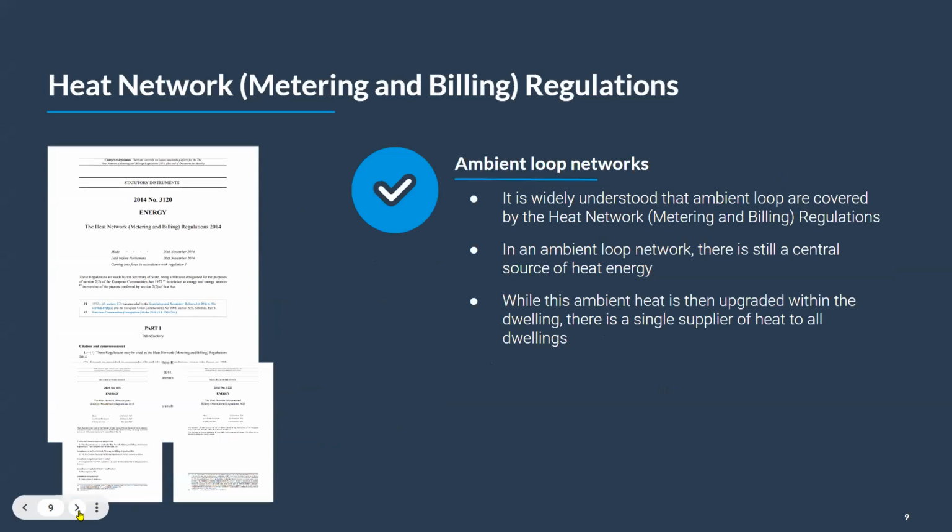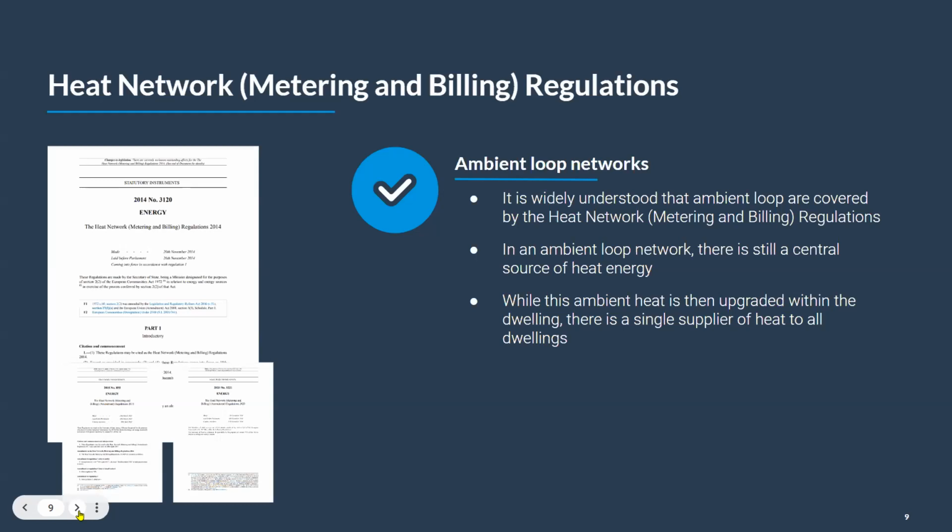So we know that a heat network with a plant room and HRUs in each dwelling is quite straightforward. The plant room or energy center heats water to a high temperature and is the central heat source, and then it's sold to final customers. These networks, the ones from my very first slide, which has the HRU in each dwelling, are clearly covered by the regulations. And because of this, I didn't give them their own slide. Sorry. So let's move straight on to ambient loop networks, which is what we're looking at here.